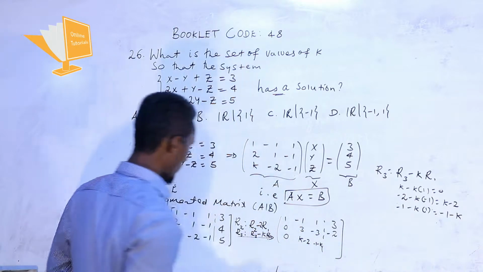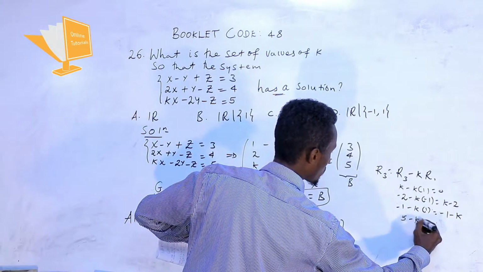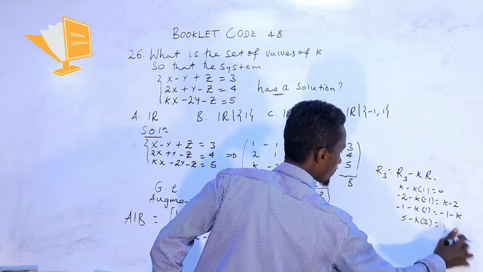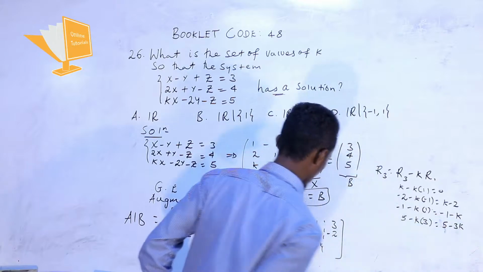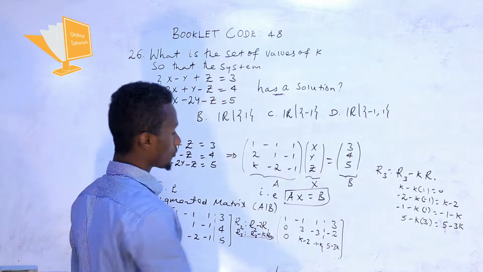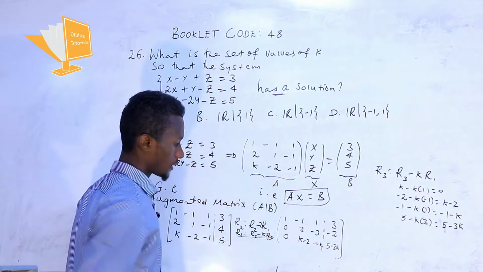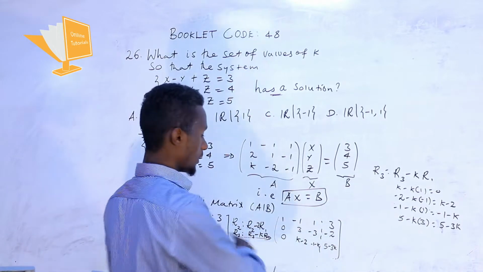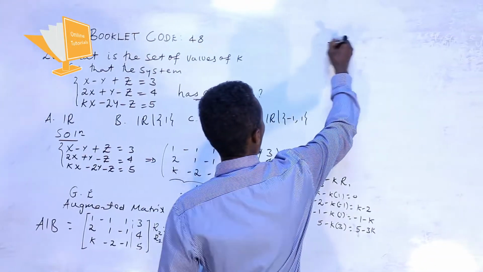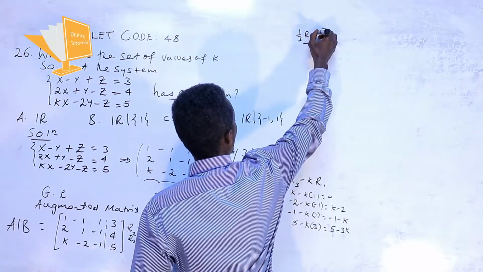To find our next entry we use the same technique: 5 minus K into the entry in R1, which is 3. So 5 minus 3 times K. Next we put this as it is. Now we need to find the second pivot element, which means 3. So we need to make this 1. To do this, we multiply all the entries in the second row by 1/3.